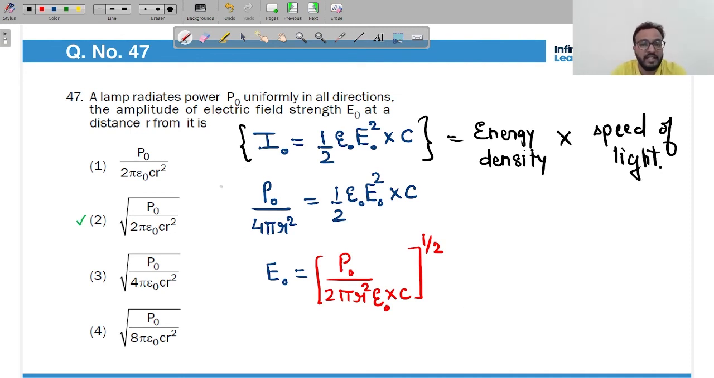So what is intensity? Intensity is power per unit area. So the area is what? Complete sphere, 4 pi r square. So putting the values, you will get the value of electric field E naught here, right?